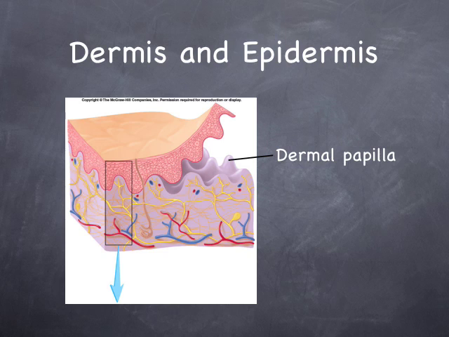The word papilla means like a little nipple. So it looks like you've got all these little nipples there. But it makes a much, much tighter bond between the two. It takes a lot of work to separate those two layers. Not that that doesn't happen.